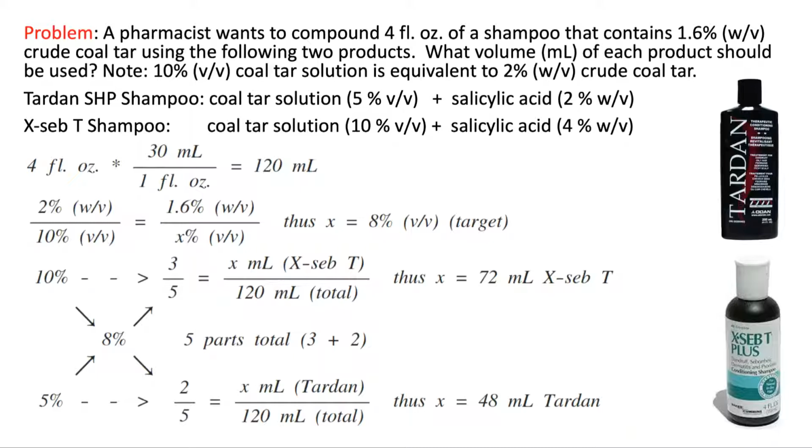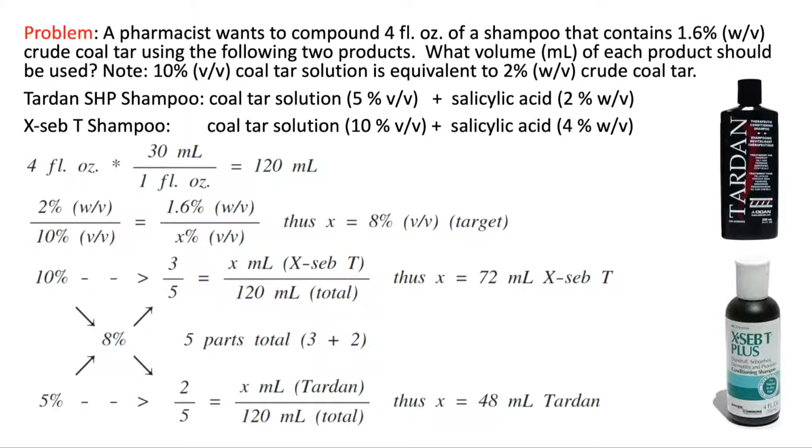So now, starting with the upper left, following my arrows down diagonally to the lower right, I take 10 minus 8, and I get 2. Doing the same thing from the 5%, following the arrows up diagonally from lower left to upper right, I would take 8 minus 5 to get 3. Now to find the total number of parts, I just take my two answers, my 3 plus my 2, and get a total of 5.